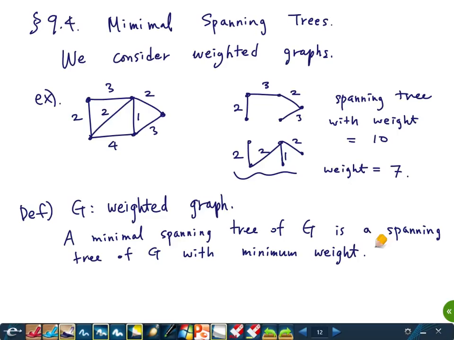But obviously, like I said, if you list all the spanning trees, it's too much work. But fortunately, there is a simple algorithm to find the minimum spanning tree. There are several algorithms, and we will learn one of them. It's called Prim's algorithm. Prim's algorithm is an algorithm to find a minimal spanning tree. Just one minimal spanning tree.